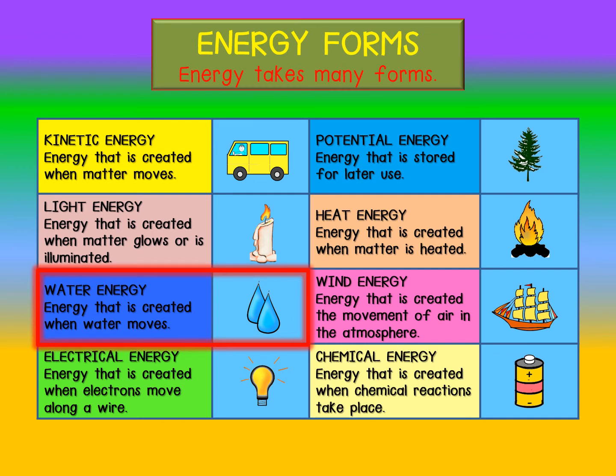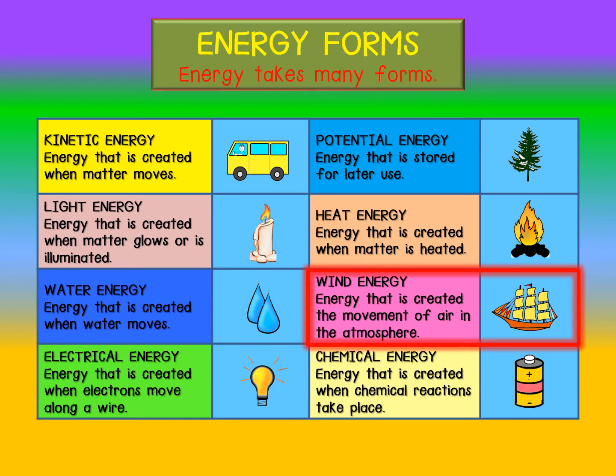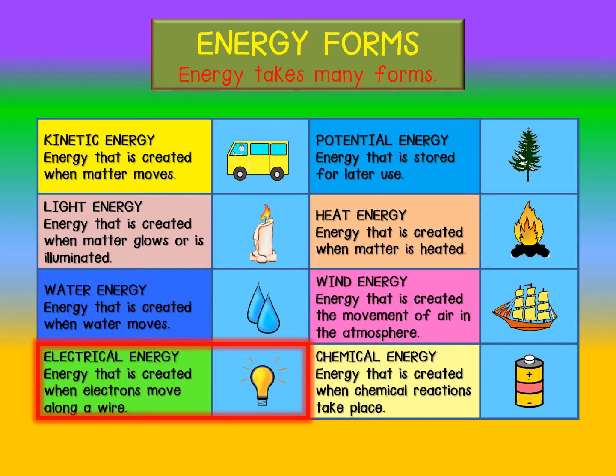Water energy is energy that is created when water moves. The energy that is used as a river flows is an example of water energy. Wind energy is energy that is created by movement of air in the atmosphere. A sailing ship uses wind energy to move. Electrical energy is energy that is created when electrons move along a wire. An electric light needs electrical energy to glow.